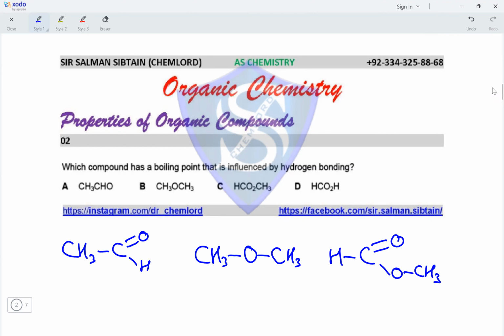And D is a carboxylic acid, which would be HC double bond O, single bond OH. Due to the presence of this OH group, molecules of D would interact with each other via hydrogen bonding, and that is what is asked in the question, making option D the correct option for this question.